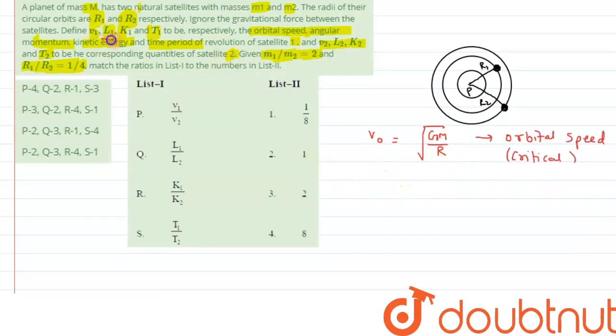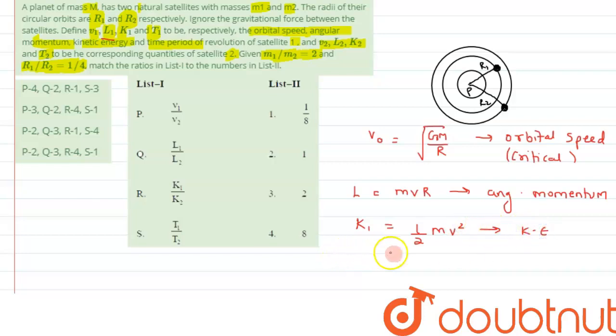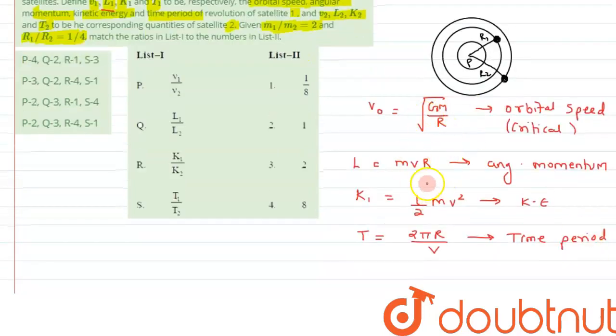Second, this is L1. L1 is angular momentum, and we know the formula is mvr. Since the satellites are rotating, we have to consider angular momentum. Kinetic energy, we all know, is half mv square. And finally we have time period. The time period taken by a satellite to complete one revolution is given by 2 pi r by v. These all things we have studied. Now we just have to calculate the values.